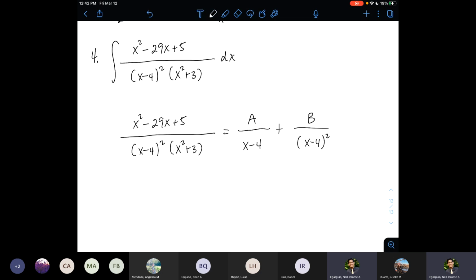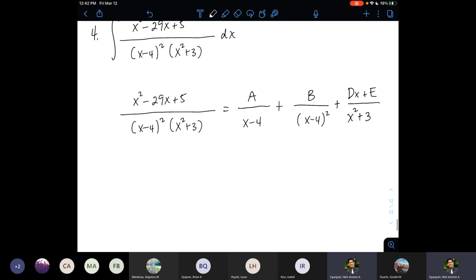Okay. Plus the second factor is x squared plus 3. X squared plus 3 is irreducible, meaning it cannot be factored anymore. So let's have x squared plus 3 there. But look at x squared plus 3. X squared plus 3 is quadratic. So that means the numerator should be 1 degree less. So it should be a generic linear function. Okay? Because always it should be 1 degree less. All right.